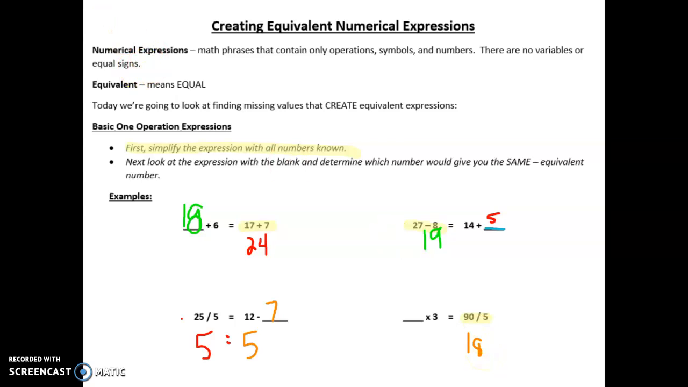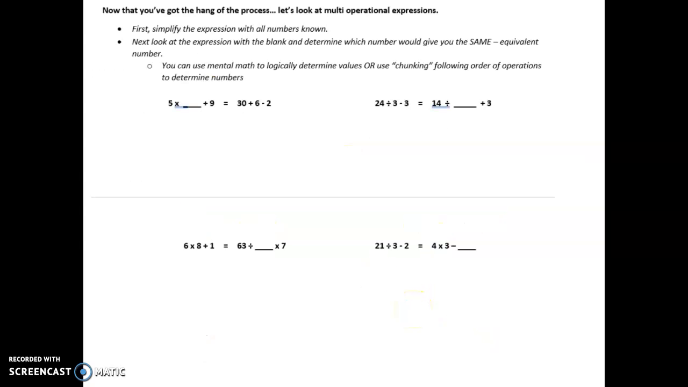So again, you might be able to say, oh, I know mental math. I know my math facts. 6 times 3 equals 18. Again, if you didn't, you can use opposite inverse relationships. If you're multiplying from left to right, that means you'd be dividing from right to left. So 18 divided by 3 would also give you that answer of 6. So either way you go about it, works the same.